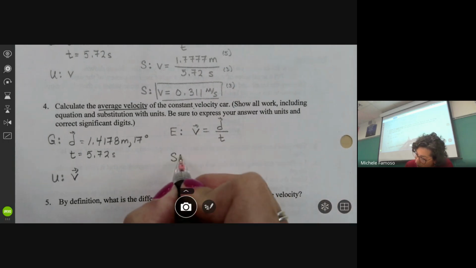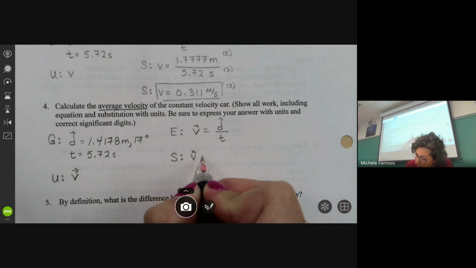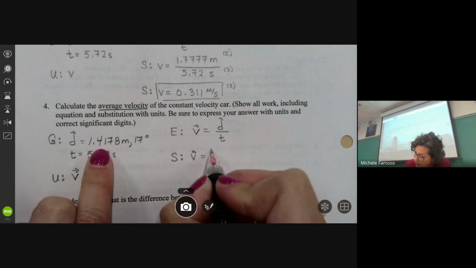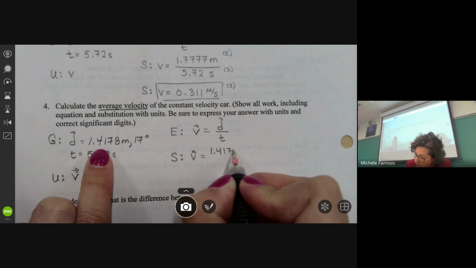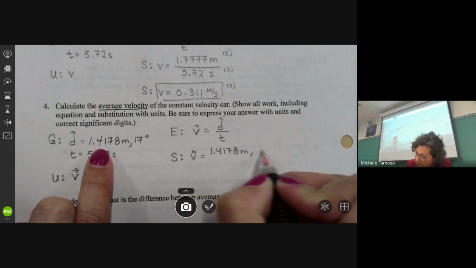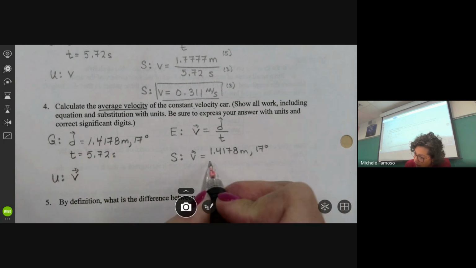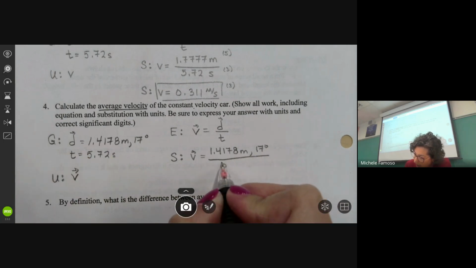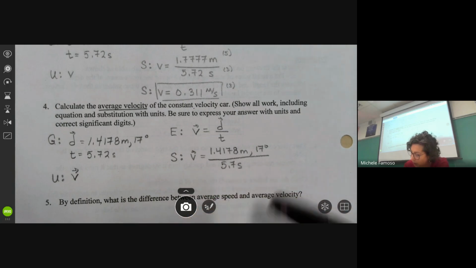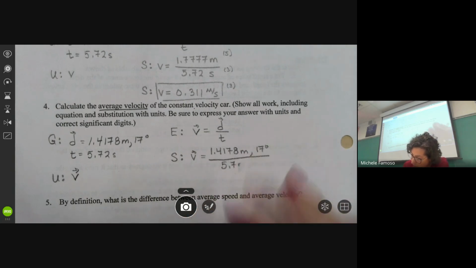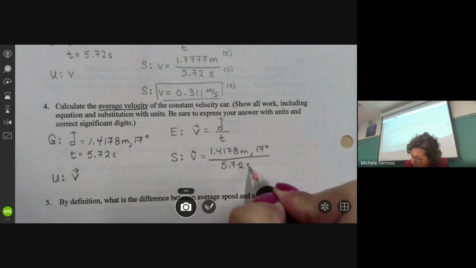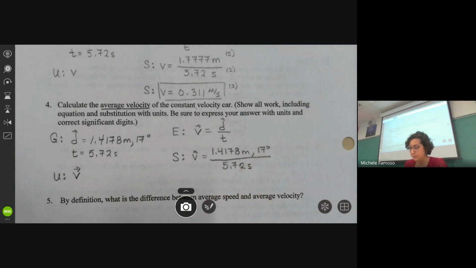So when we do our substitution with units, we say that the velocity is the magnitude of the displacement, comma, the direction, divided by the time that you got. Make sure you're putting units after all your numbers so you don't lose some points on the lab. This will also be required when you take your test next period.